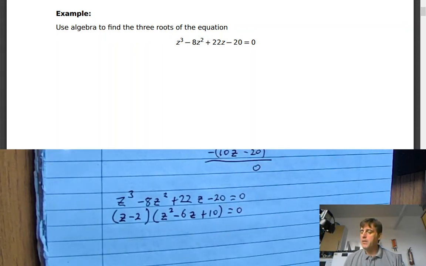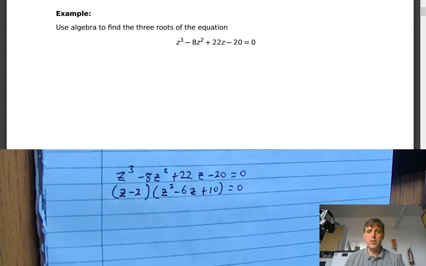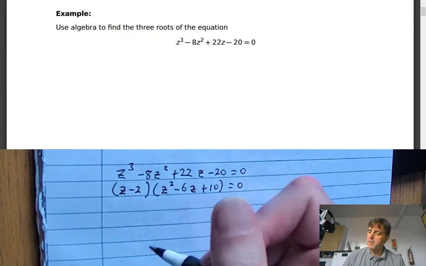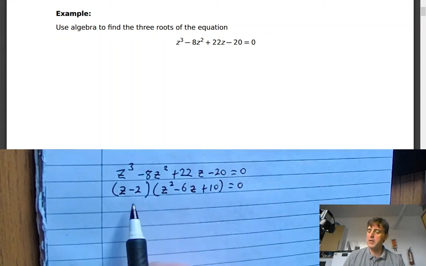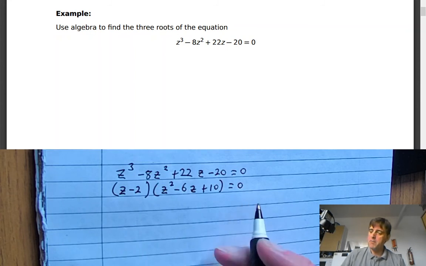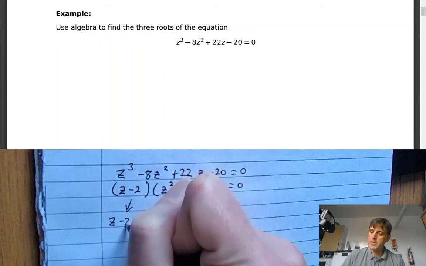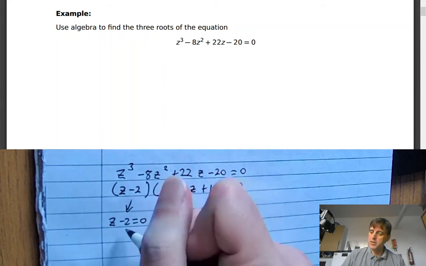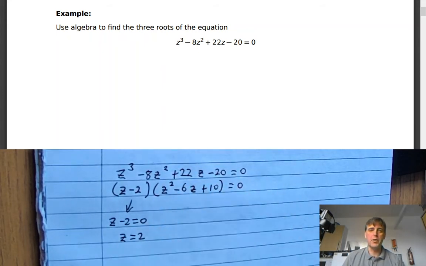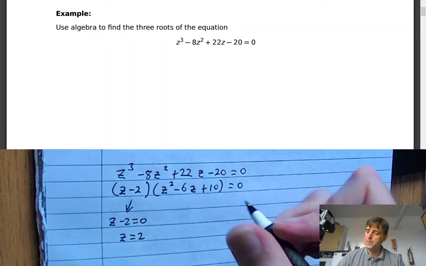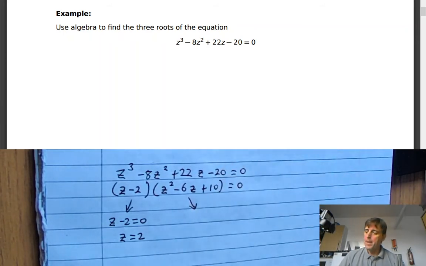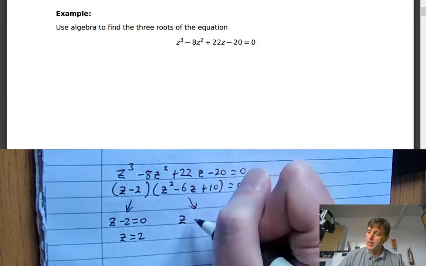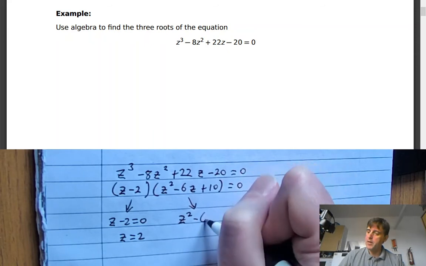Now, why have we done this? Why is this useful? Well, I'm sure that you remember that when we have two factors multiplying together to make 0, then we're going to get solutions either when that first factor equals 0, which obviously means that in this particular case z would have to equal 2. So there's one solution of our equation. But also we're going to get solutions when this second factor equals 0 here.